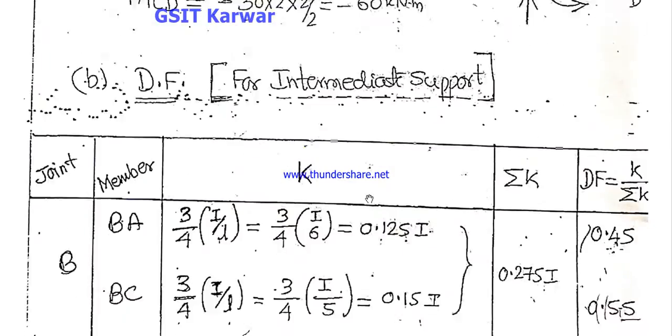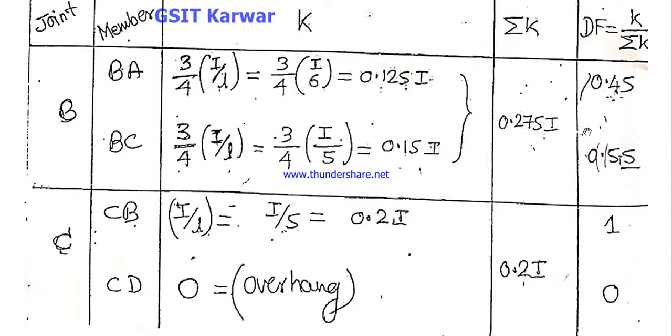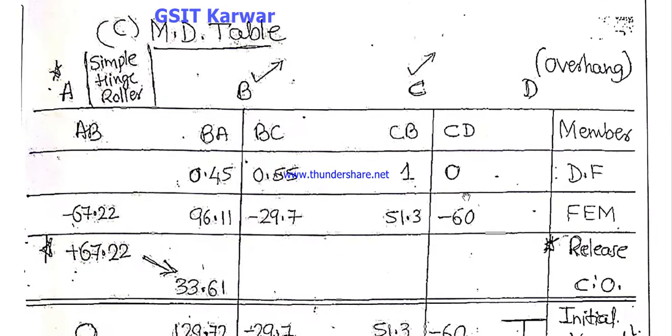In the last steps, we calculated the distribution factors for members BA, BC and CB, CD. After calculating these distribution factors, you can take these values to the moment distribution table. Write down the table with joints A, B, C, D and members AB, BA, BC, CB and CD. Next, the distribution factor, which we already calculated.